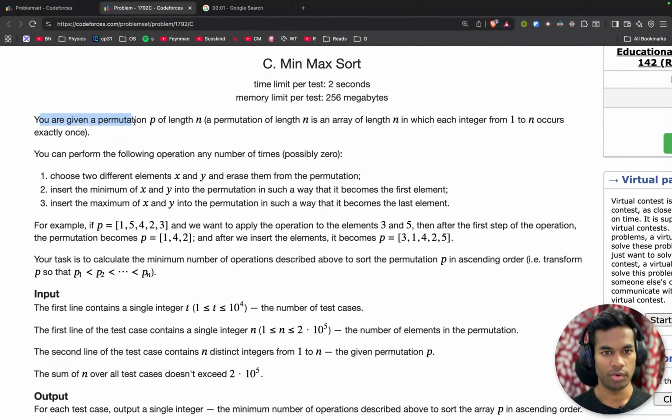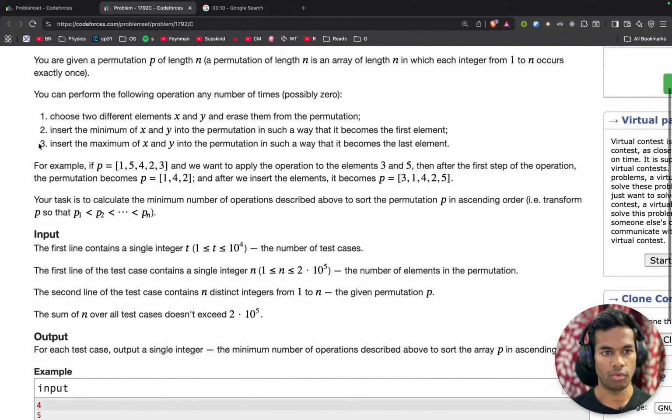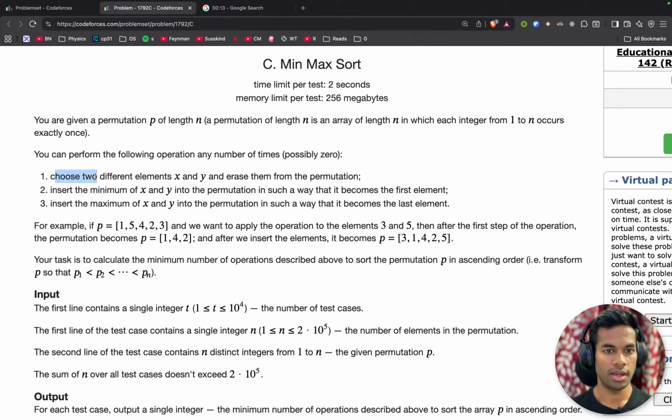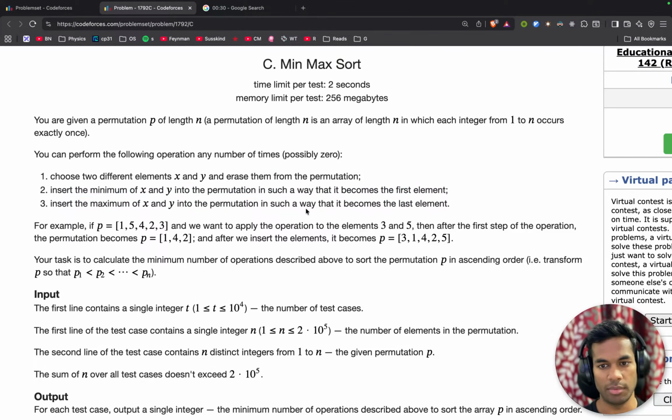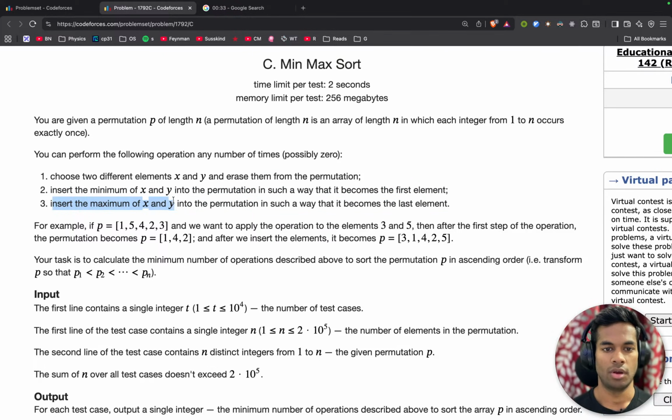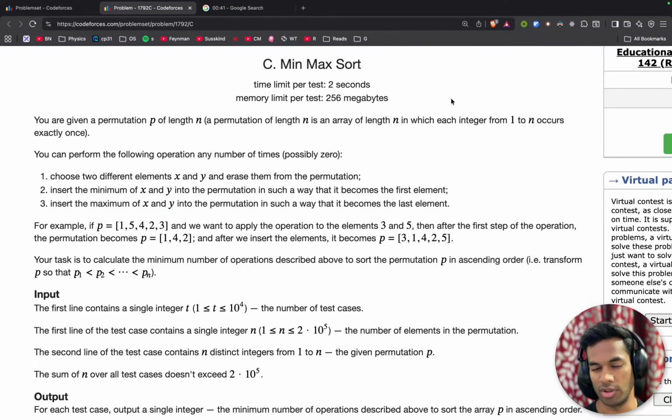Okay, you are given a permutation p of length n. A permutation of length n is an array of, yes. You can perform the following operation any number of times, possibly 0. Choose two different elements x and y and erase them from the permutation. Okay, this whole thing is one operation. Then insert the minimum of x and y into the permutation in such a way that it becomes the first element, and insert the maximum of x and y in such a way that it becomes the last element. So take two numbers and put the smaller one at the start and the greater one at the end.